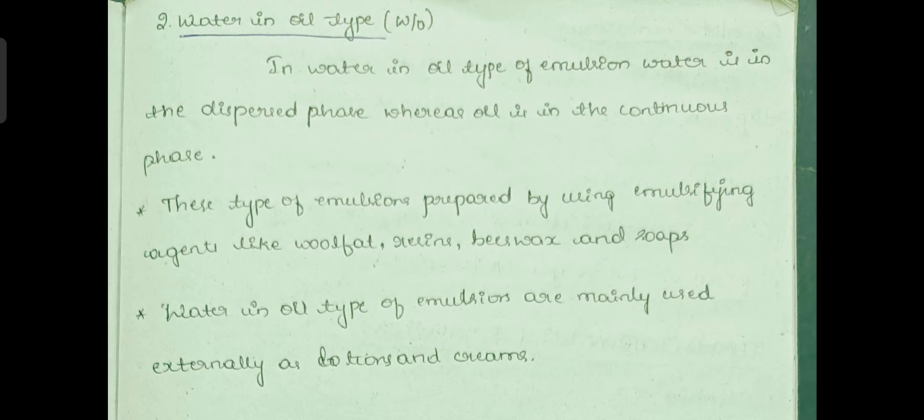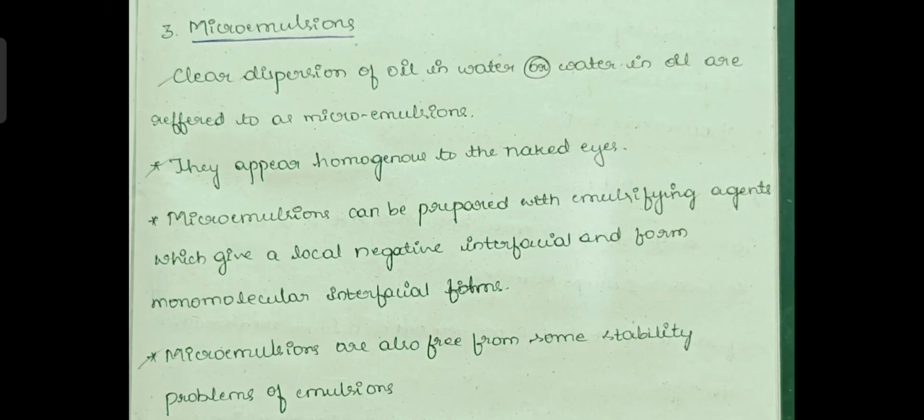In oil in water type, it is for internal use, whereas the second one, water in oil type, is for external use. After oil in water and water in oil, we will come to the third one, microemulsions. Clear dispersion of oil in water or water in oil is referred to as microemulsion. It will be transparent in nature, a clear dispersion. They appear homogeneous to the naked eye. Homogeneous means they are well mixed, that is how it will appear. Microemulsions can be prepared with emulsifying agents which give low negative interfacial tension and form monomolecular interfacial films.